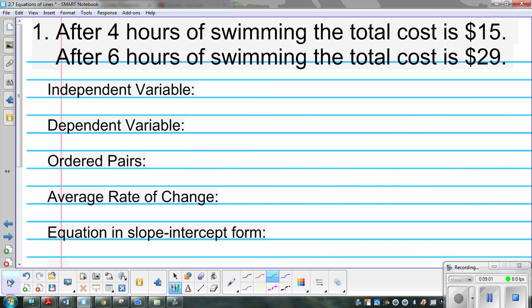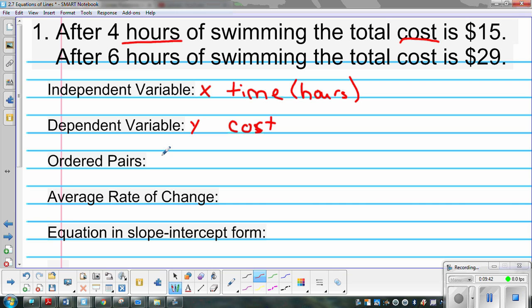So now let's take a real-life situation. We have 2 real-life situations where we're going to create the coordinates of points to represent the information. We're talking about after 4 hours of swimming, we have a total cost of 15. So the question is, which one is the independent? Which one is the dependent? Remember, independent goes on no matter what. It's not affected by the other. Time goes on no matter what. So whether you want to call it time or hours, that's fine. What changes? What depends on the time? The cost depends on the time.